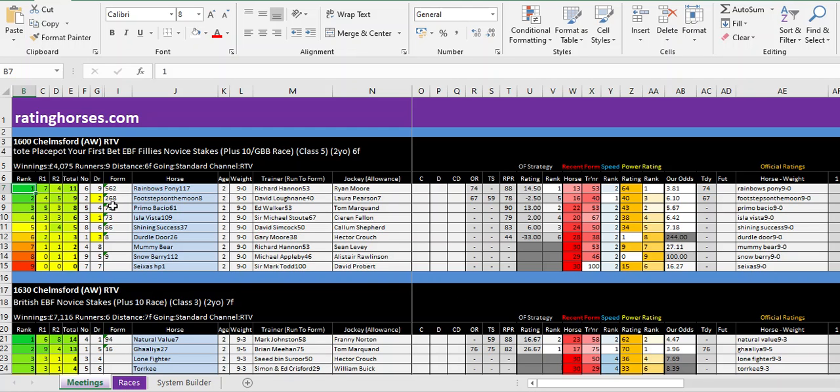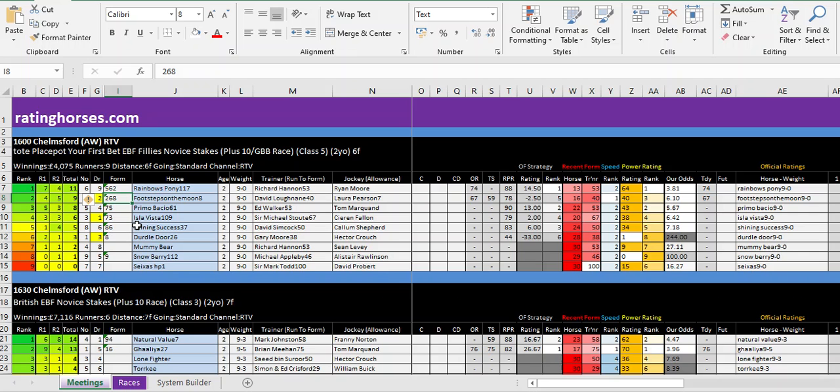Footsteps on the Moon, his total rating is 9. So of course that is ranked 2nd, and these horses are ranked in rated order all the way down to 0. So we've got the rank, we've got the two ratings, the total rating, saddle cloth number, draw number. Of course, if it's a national hunt race, these won't ever be highlighted. This is just for flat and flat all-weather purposes.